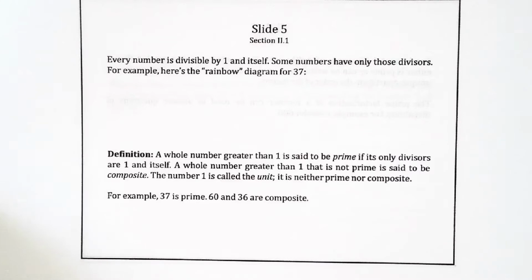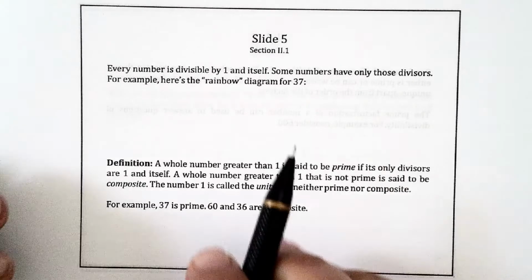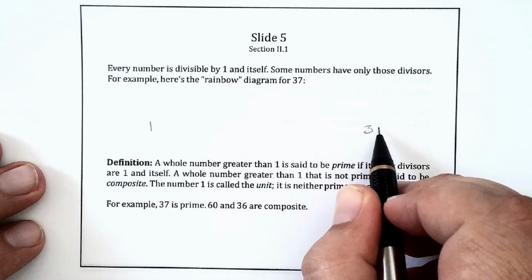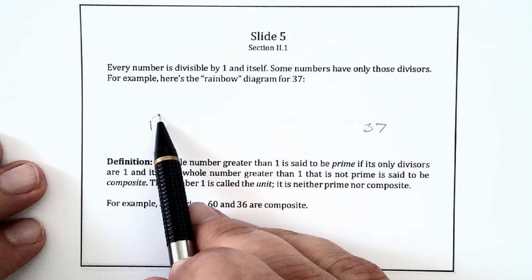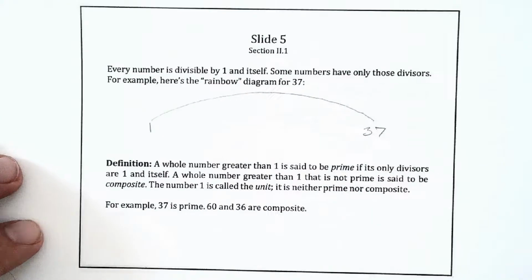This is the second mini lecture for section 4.1 of the textbook. So every number is divisible by 1 and itself. Some numbers have only those divisors. For example, the rainbow diagram for the number 37 is very simple. It's just a 1 and a 37 connected with a line, because there are no other divisors in between there.